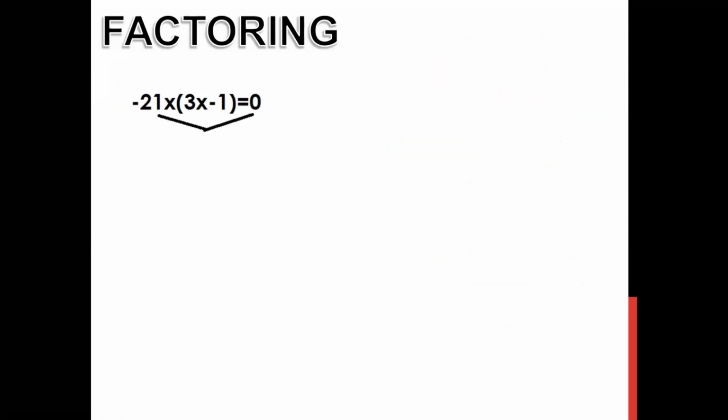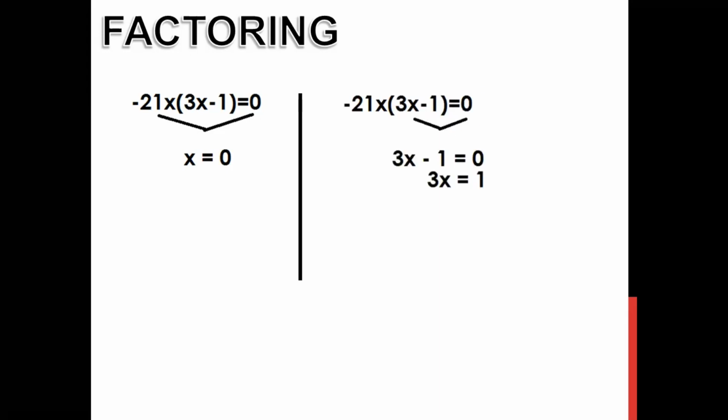So we will get the roots. Negative 21x is equal to 0, so x is already 0. 3x minus 1 is equal to 0. Then transpose, you get 3x is equal to 1, and then x is equal to 1/3.